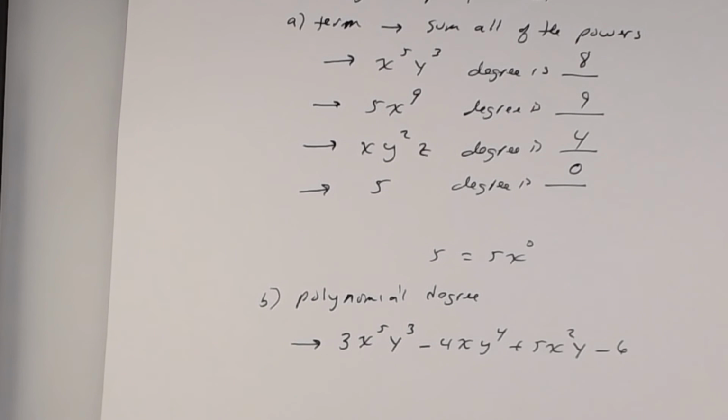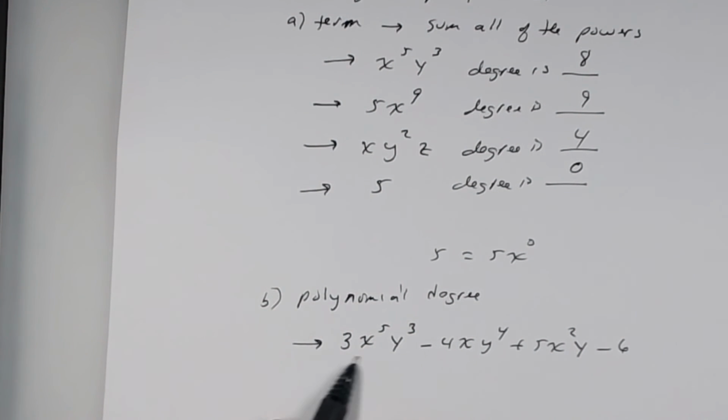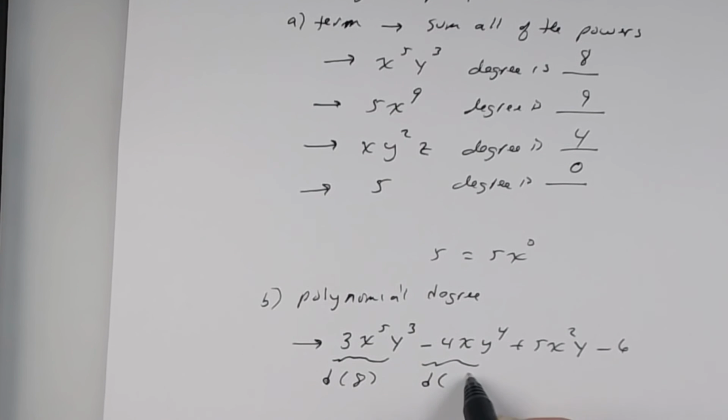How many terms are in this polynomial? How many terms? 4. There are 4 terms. 1, 2, 3, 4. Right? Okay. We all know how to find the degree of each one. So I'm doing this right here. What is the degree of this one? D means degree. 8. What is the degree of this one? 5. What is the degree of this one? 3. And what is the degree of this one? 0. Okay? Y'all got that part.